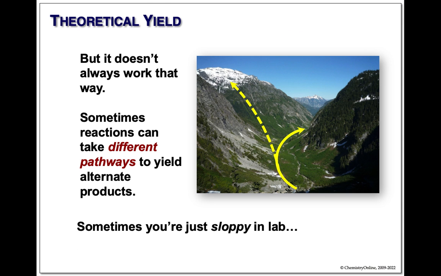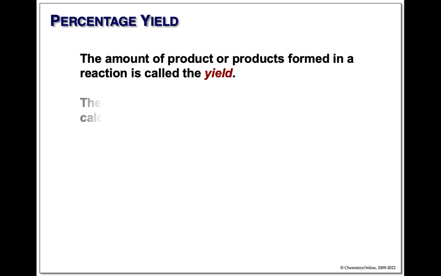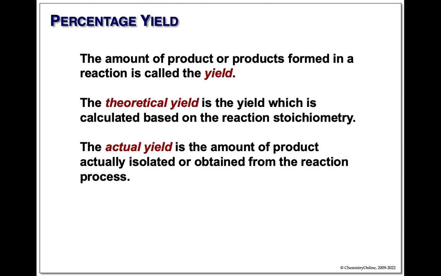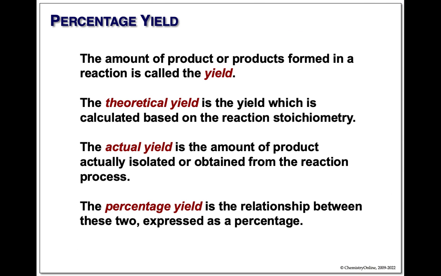What you get is an actual yield. So overall, it's called the yield. Theoretical yield is what you predict based on the stoichiometry. And the actual yield is what is left in the pot when you're done. So it's a product.